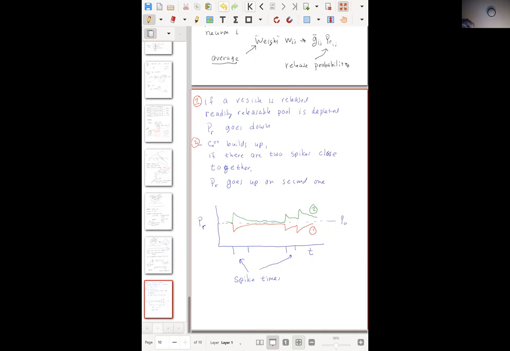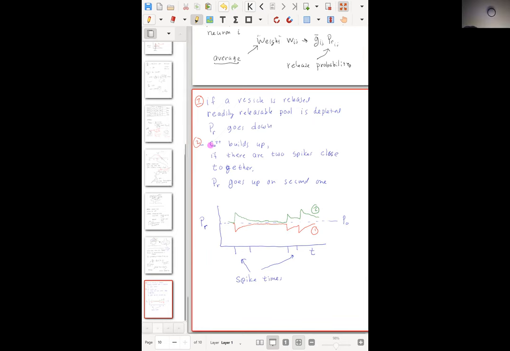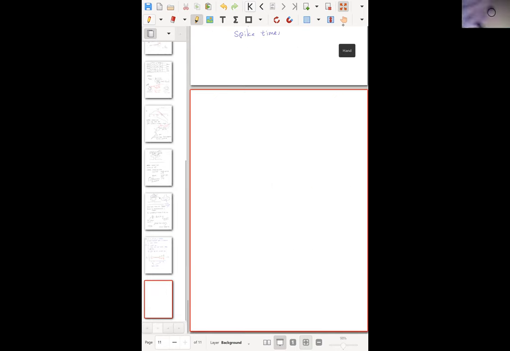To model both at once, you'd have to explicitly model the calcium buildup and then have the calcium buildup affect release probability. It can be done. But what we're going to do instead is model these things one at a time. So either there's facilitation associated with calcium buildup or depression associated with depletion of readily releasable pools, and then look mathematically at the implications of that. It's kind of important to know these techniques.